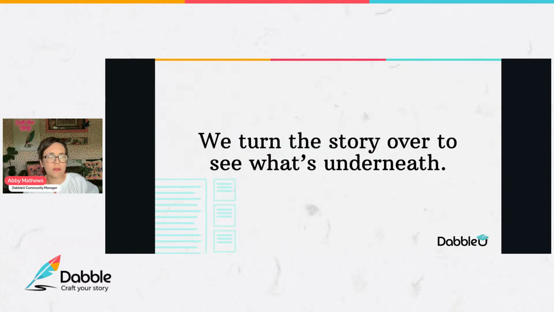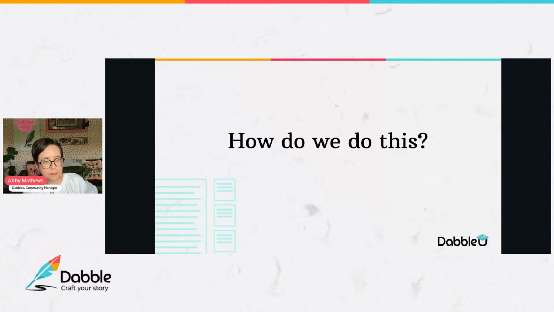All right. So in all of these examples, the twist doesn't just shock us, it transforms what we thought we knew. That's the power of this two-sided truth. It holds the twist in plain sight, waiting for us to turn the story over and see what's underneath it. All right. So how do we do this, right? That's all well and good, Abby, but how do I do it?